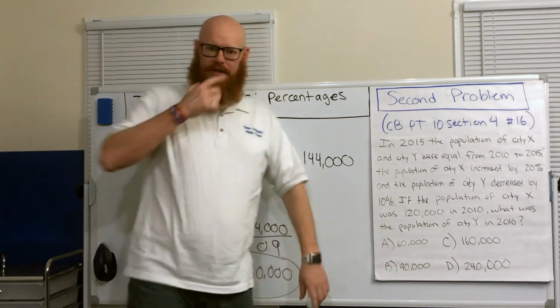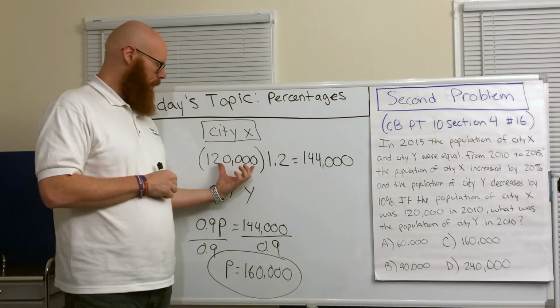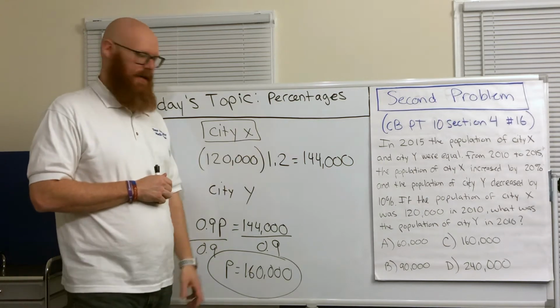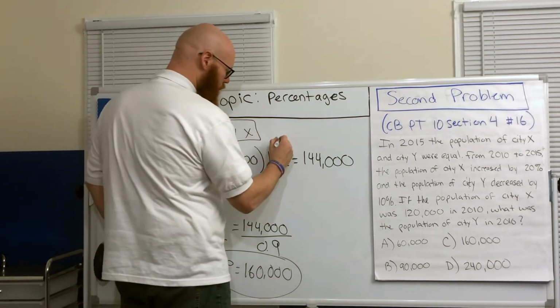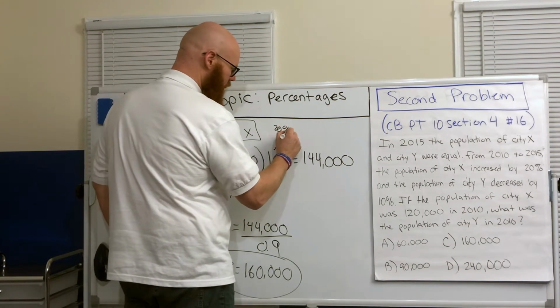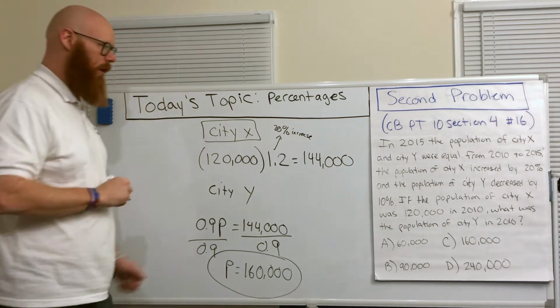So let's just recap. We took the initial amount of population for city X in 2010 and we multiplied it by 1.2, because 1.2 is what represents a 20% increase. That gave us the population in 2015.